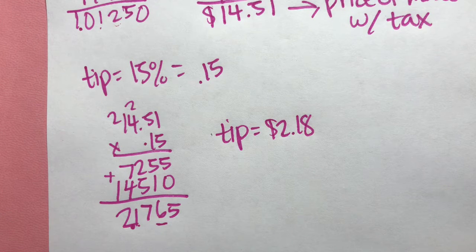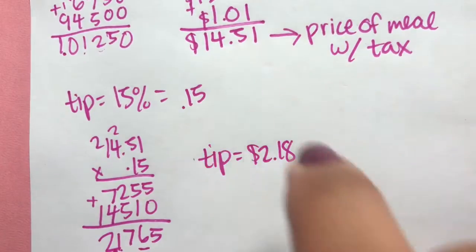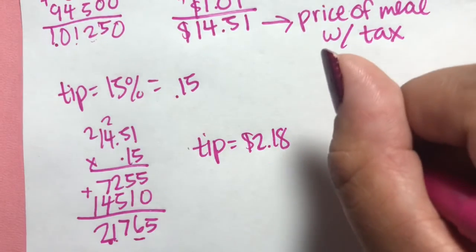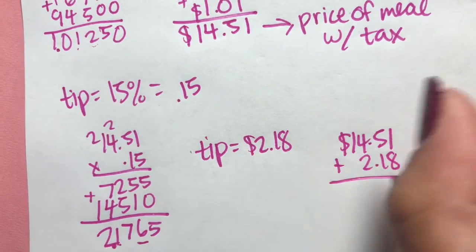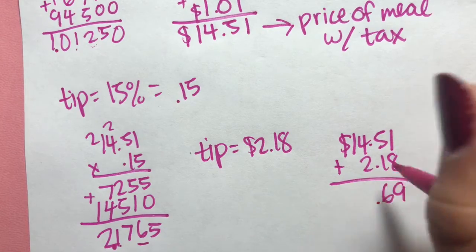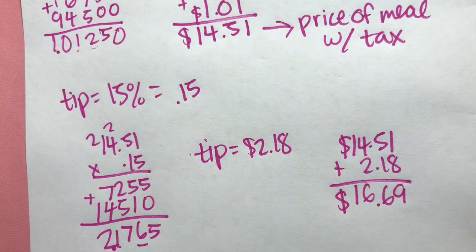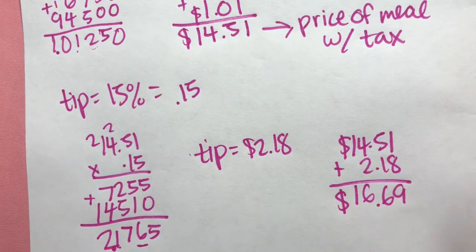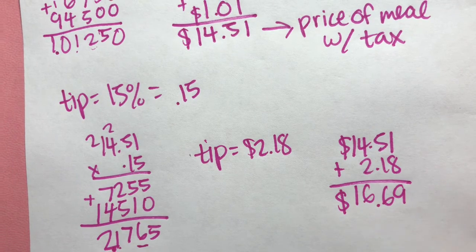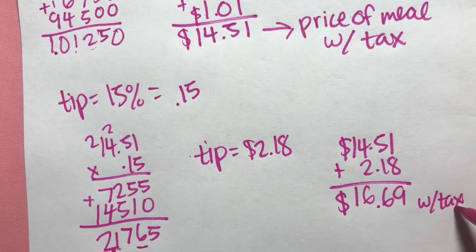But to figure out the total amount I'm going to be paying for this meal, I need to add this to my price up here with tax. So $14.51 plus $2.18. Okay, so the price of my meal with tax and tip is $16.69. So that's my total, the price I'll be paying for this meal in total, with tax and tip.